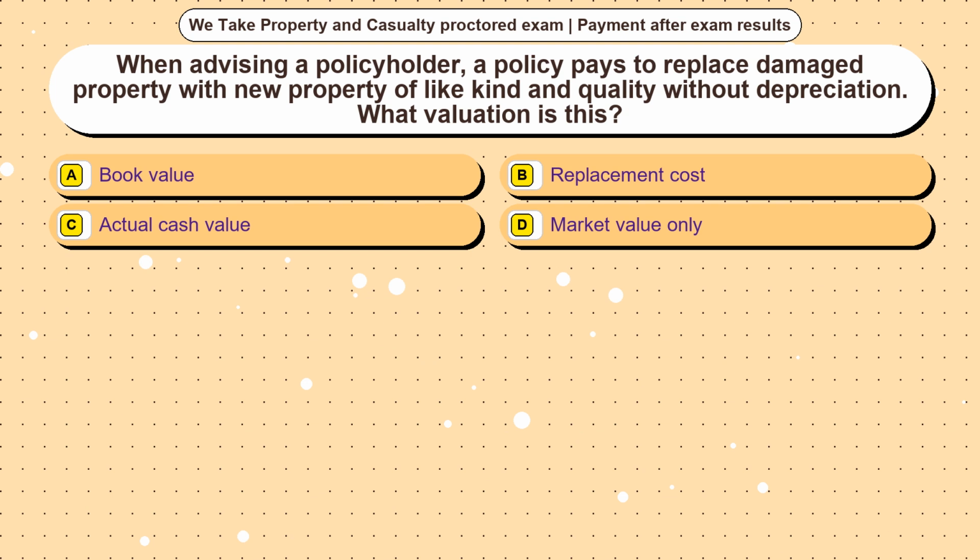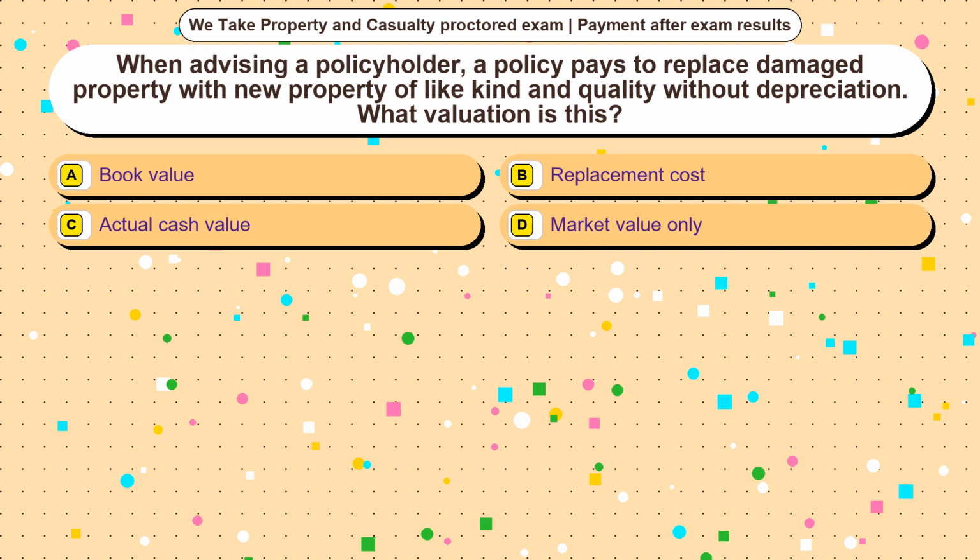Question 9. When advising a policyholder, a policy pays to replace damaged property with new property of like kind and quality without depreciation. What valuation is this? Option A, book value. Option B, replacement cost. Option C, actual cash value. Option D, market value only.